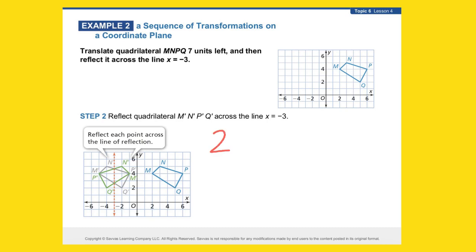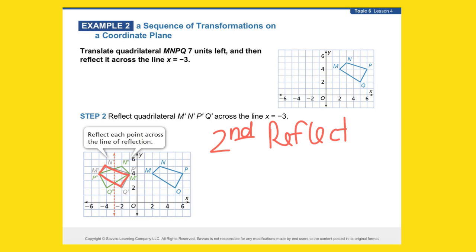Then, second, we're going to deal with the reflection. So we have down here, in kind of a gray color, let me go over it in red, this was the translation. And now I need to reflect it. And remember, x equals -3 means every single space where x is -3. So there is my line of reflection.